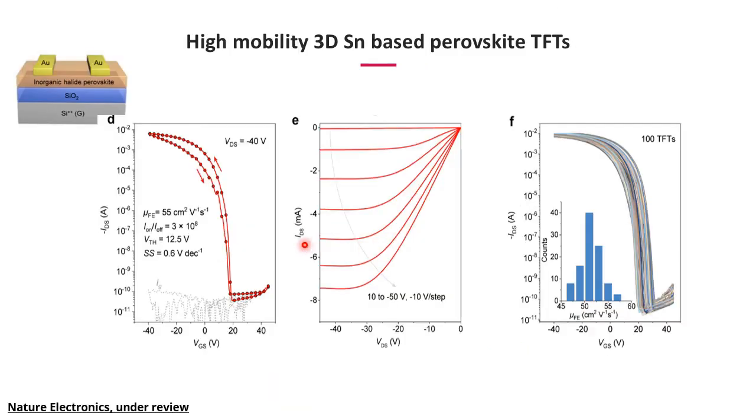These last two slides show our best recent data. We successfully made a 3D tin-based perovskite transistor. Unfortunately, we cannot disclose the detailed composition of this material because the paper is under review now. We get a mobility of 55 and a very large on/off ratio of 10^8, and the other characteristics are really wonderful. The transistors also show very nice uniformity, even measuring 100 transistors, the mobility level is almost similar.